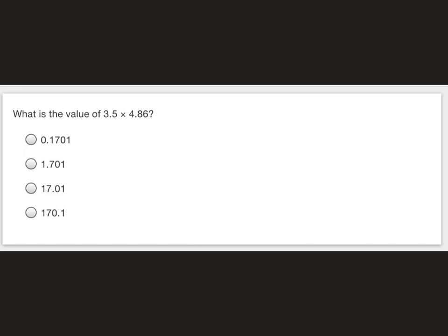All right, so this first one, we're going to be multiplying, obviously. When we work in class, I always put the number with the most digits at the top. So this time I'm going to do the 4.86 first, and multiply it by 3.5. With multiplication of decimals, we just multiply like normal, and at the very end we'll put our decimal place back in. So we're going to multiply everything times 5 first.